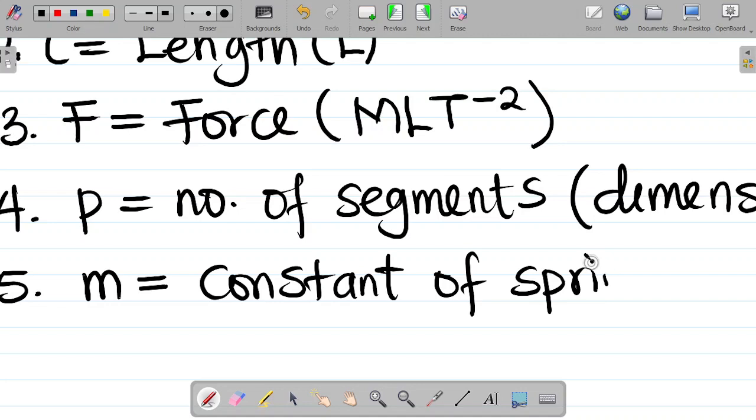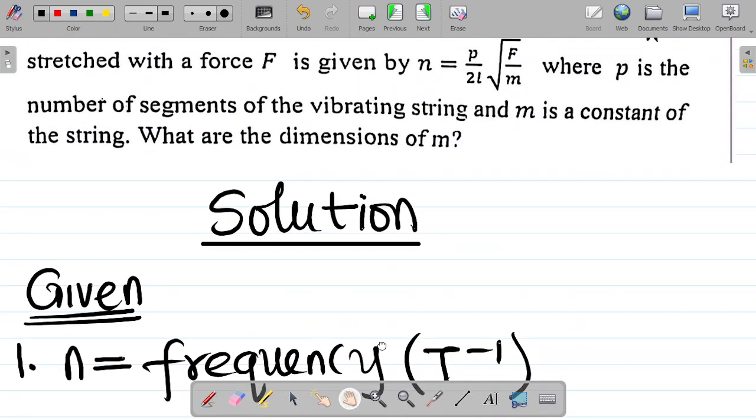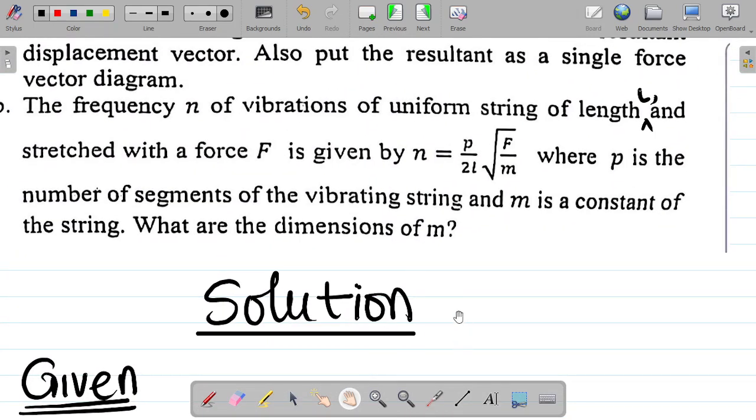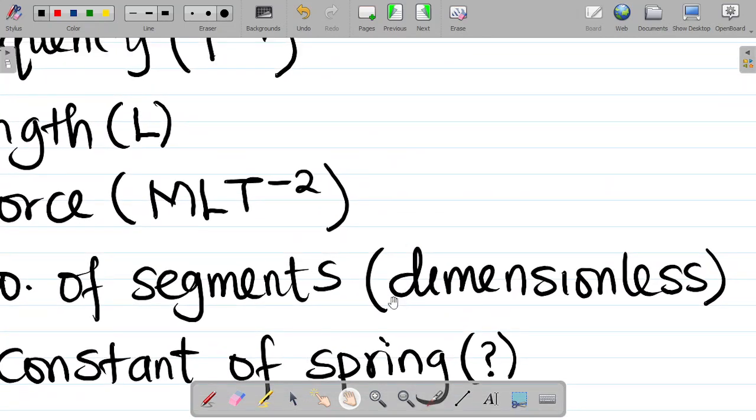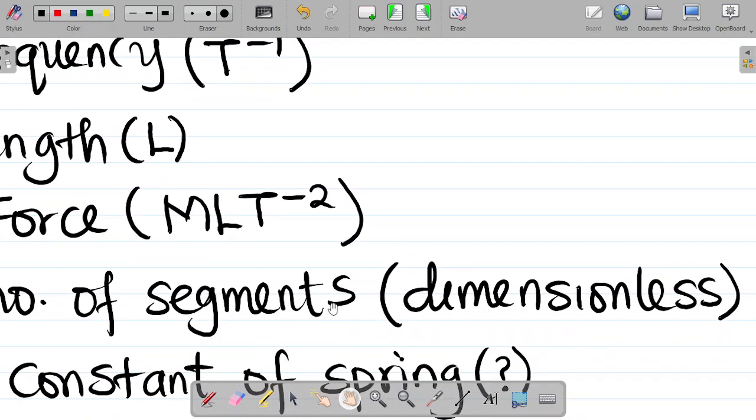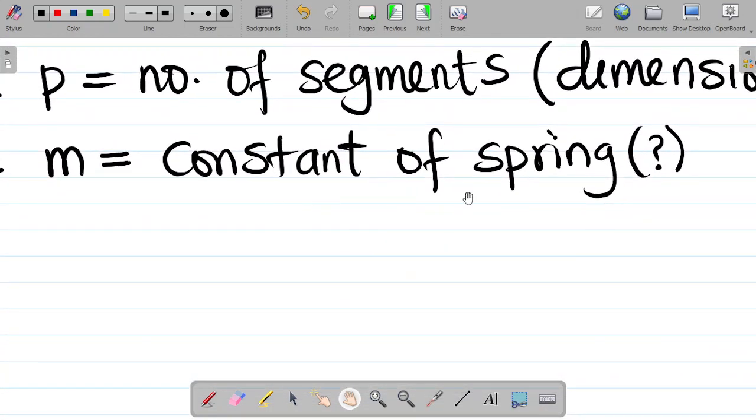Spring. What is the dimension? Unknown. Just call it question mark there. It's unknown. So I have these 5 parameters here. Right, we have to find the dimension of m. That's it. And possibly we would find the dimension of m, and they will possibly predict what parameter it represents. Okay.